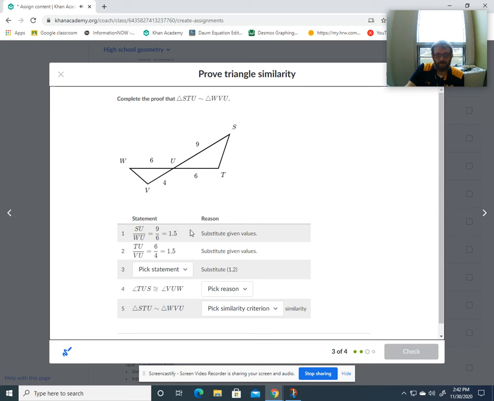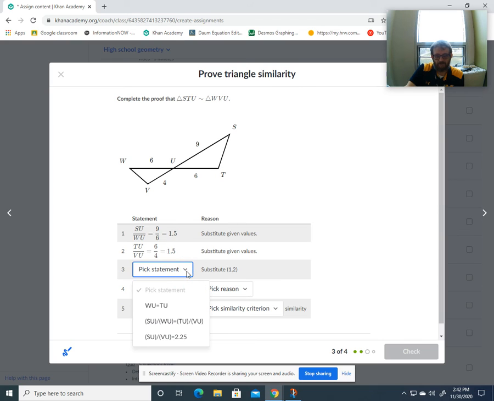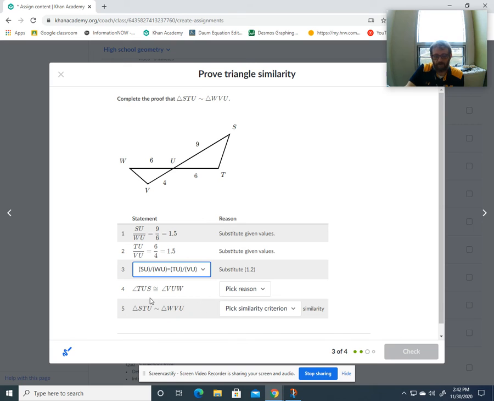Last one. Okay, we're completing the proof. They say 9 is to 6. 9 is to 6. That 6 is to 4. That's correct. So what they're going to then say is that SU over WU equals TU over VU. That's what we're looking for, because you're just substituting. And it's 1, 2, which means you're using statements 1 and 2 to make that statement. So this equals 1.5, this equals 1.5, so these have to equal each other.